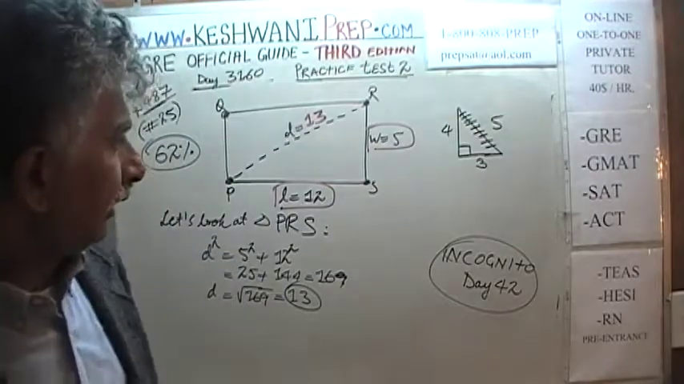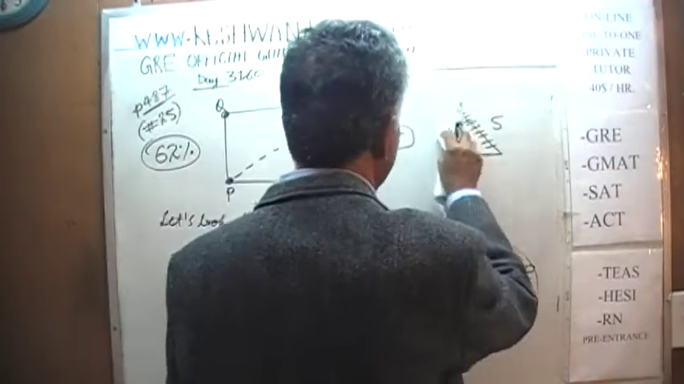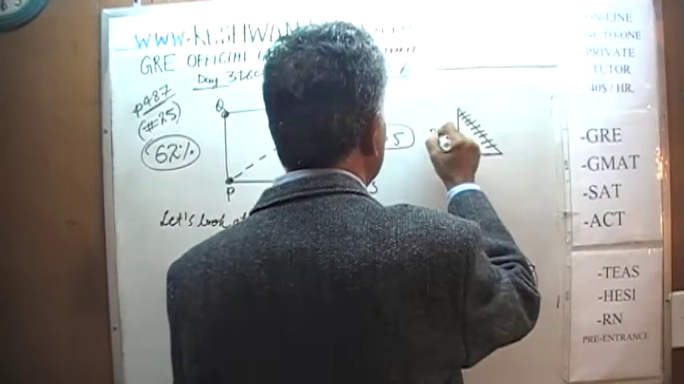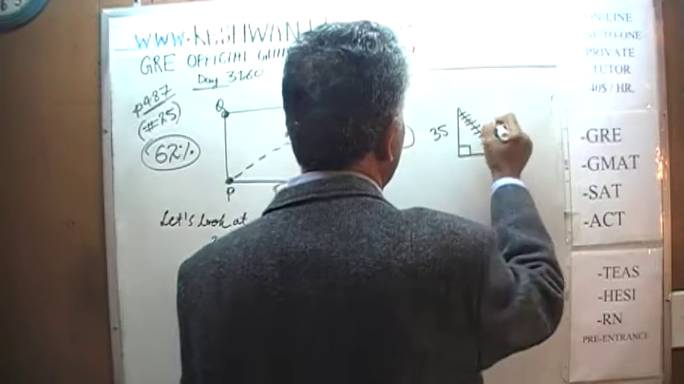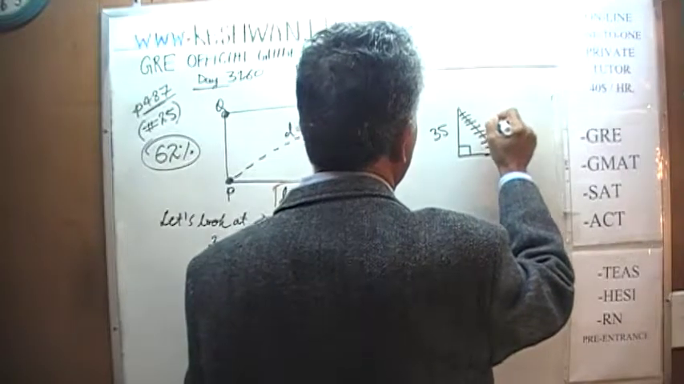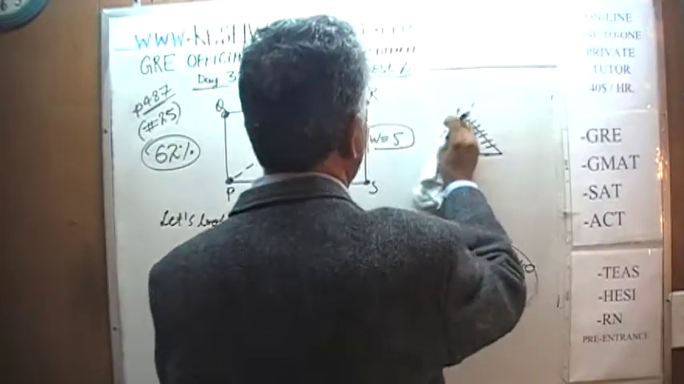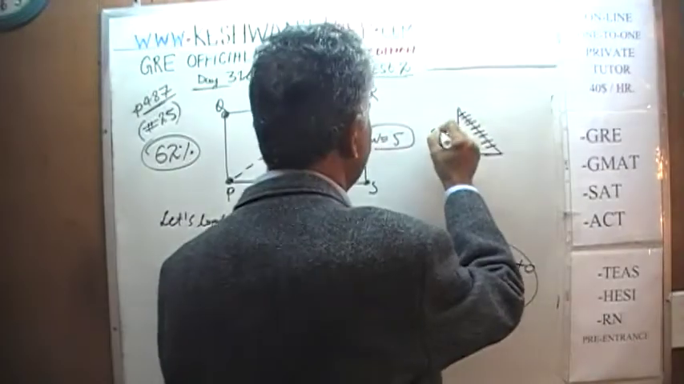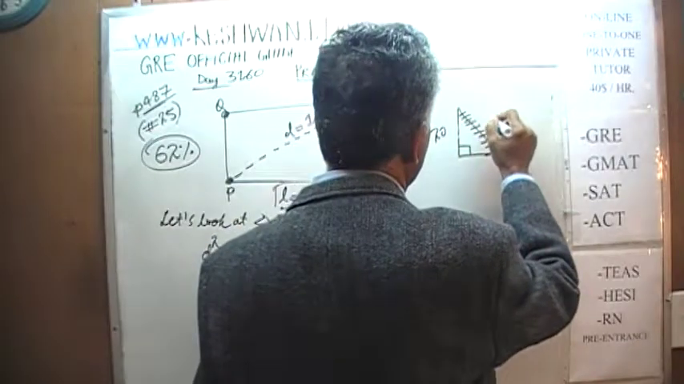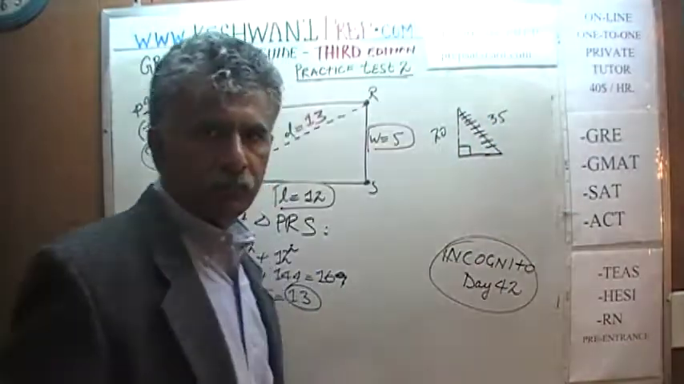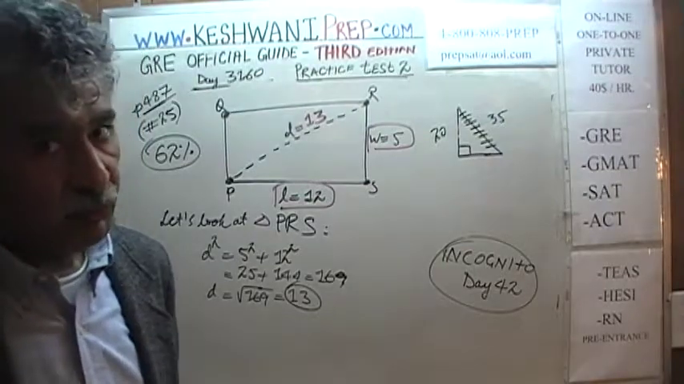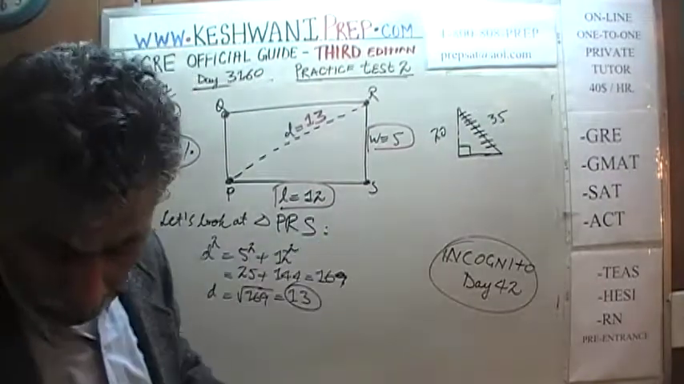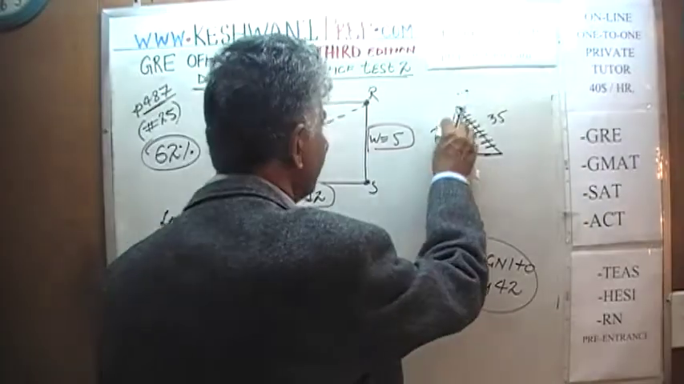For example, can you tell me what will be the missing side of this triangle here? Give me a second, just thinking. What will be the missing side here? We could sit there and waste our time. That's wrong. That should have been 21, not 20. That should have been 21.